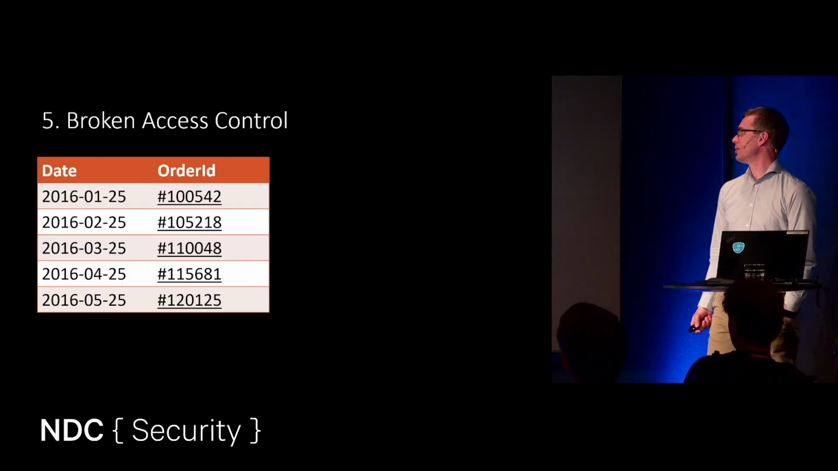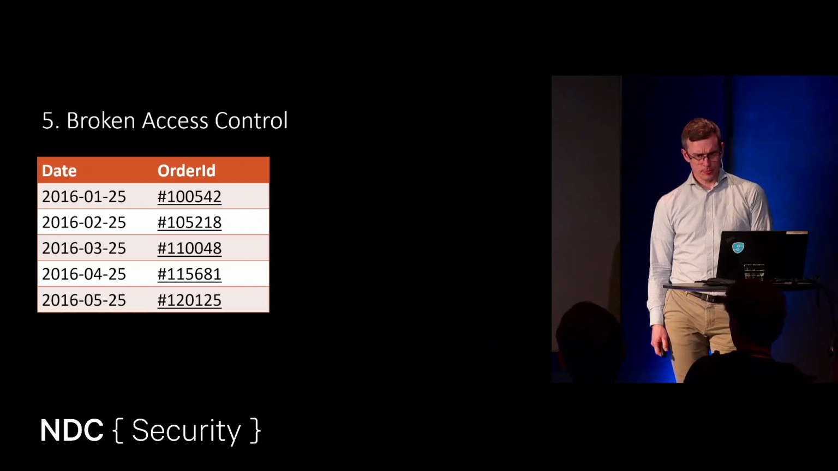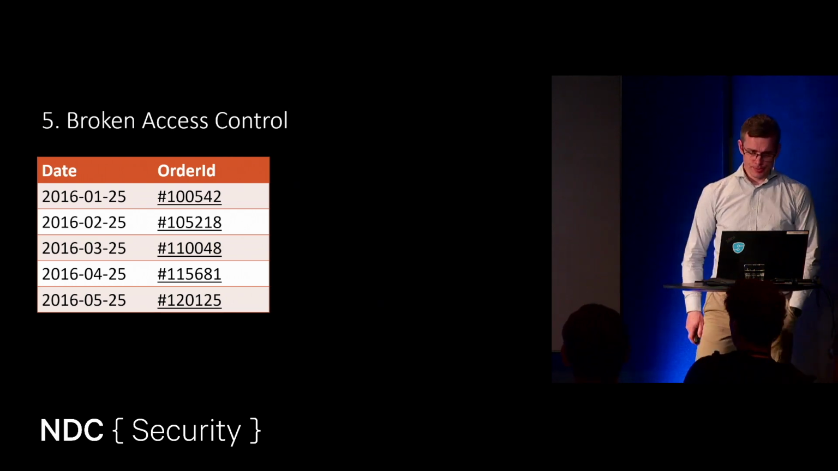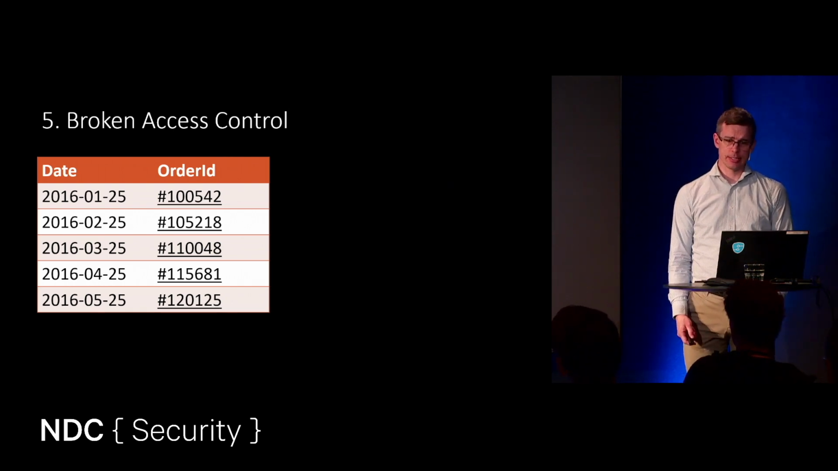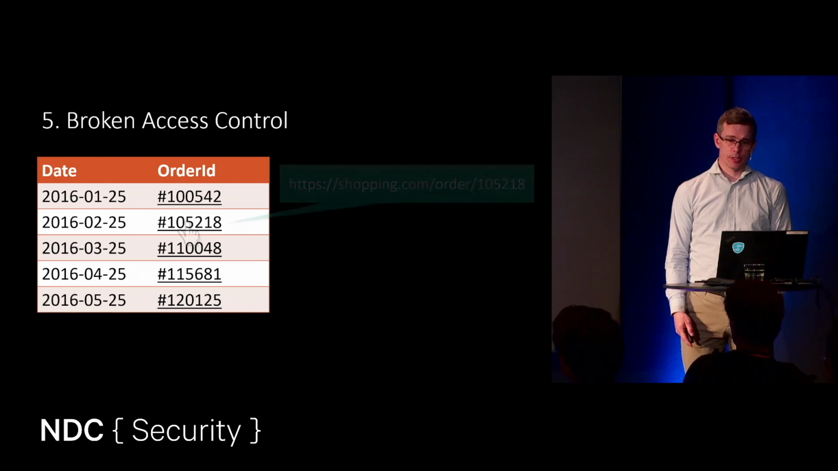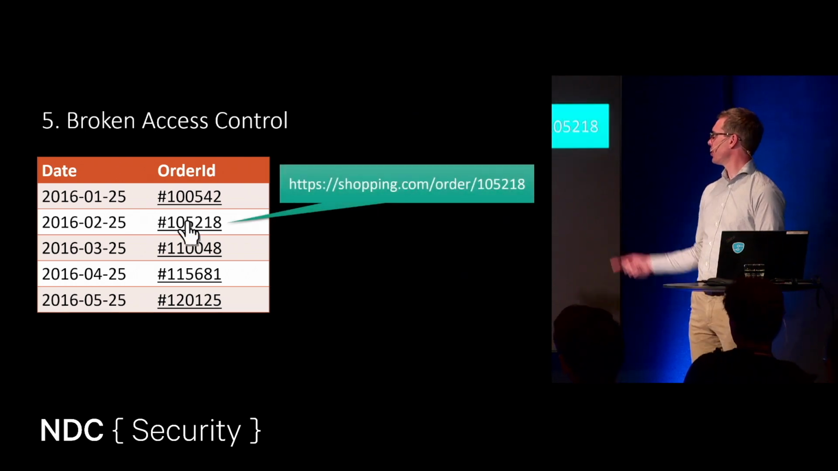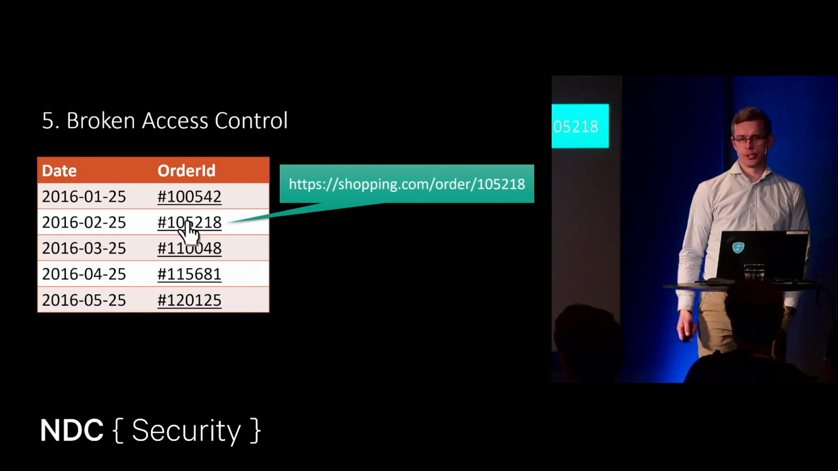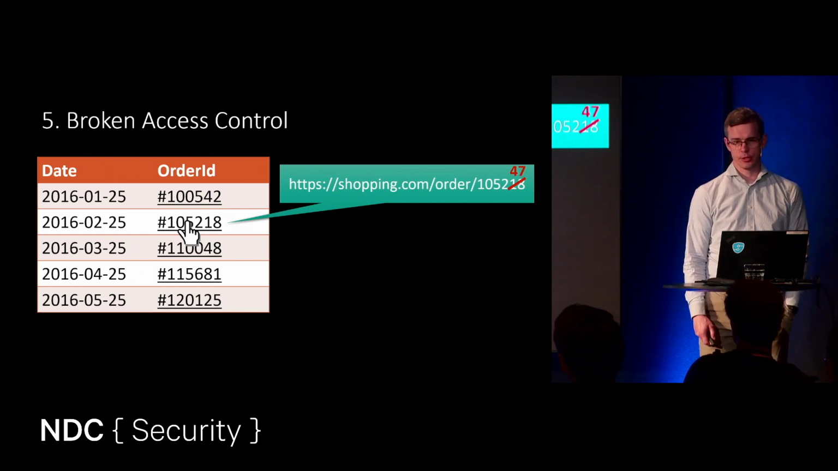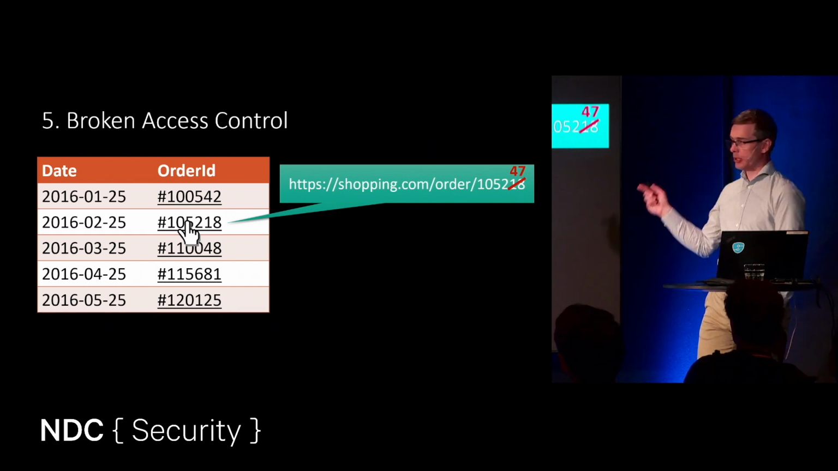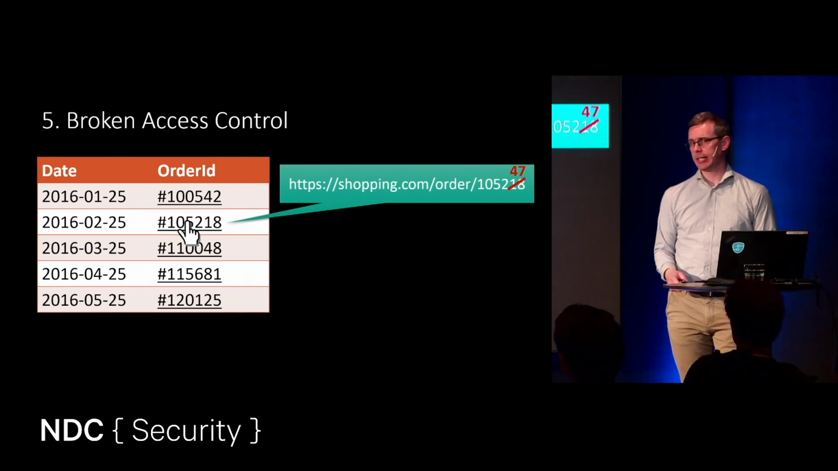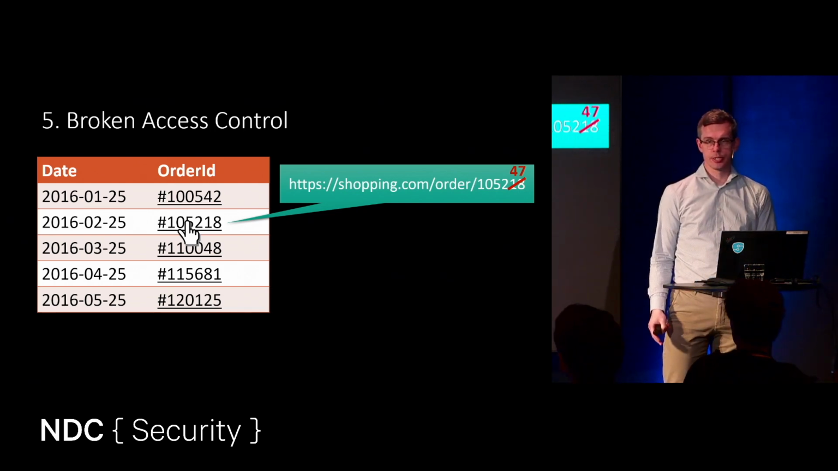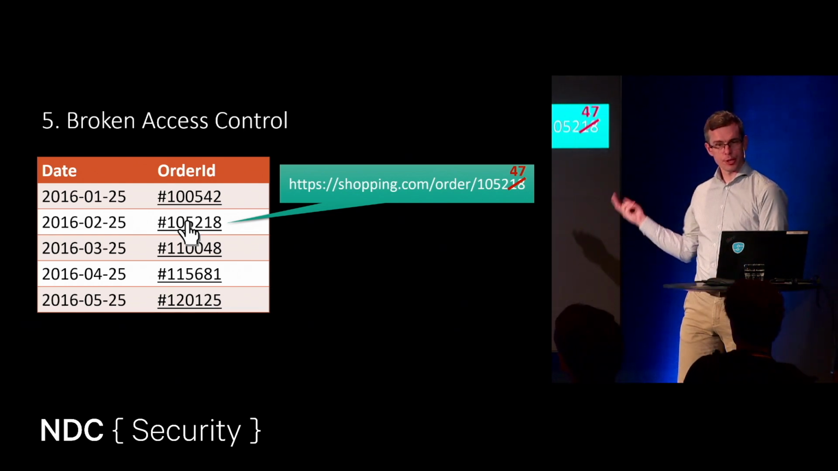Number 5 on the list, broken access control. This is also related to insecure direct object reference, which is another item on the OWASP list. So what if I click this link? It probably shows shopping.com/order and then an ID. If I just modify that URL and enter 47, is that link properly protected? It's not uncommon to see that people are shown just the list of their own orders, but they forgot to protect the actual endpoint.